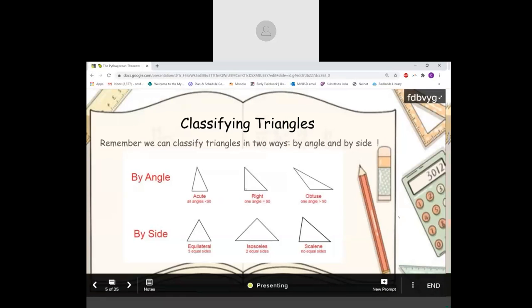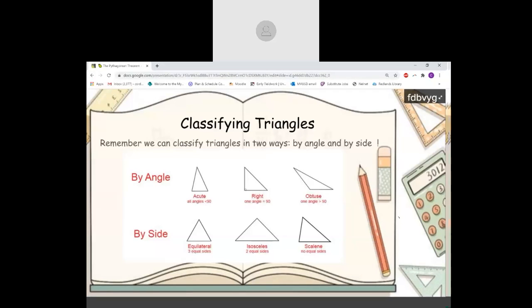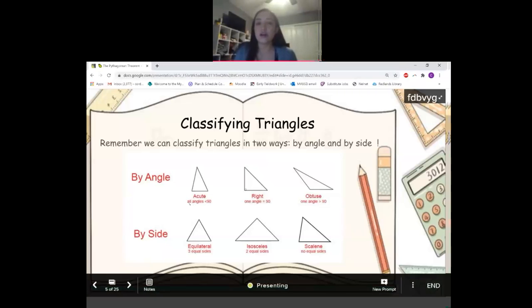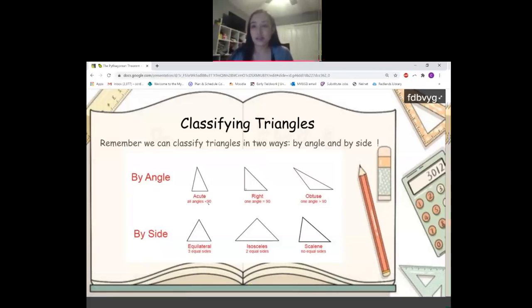All right, so from your video, we should have received information on how to classify triangles. So we have 2 ways to classify them. We have by angle and we have by side. So if we pay attention to the by angle ones, we see that all angles inside have some number that we have to focus on. So for the acute angles, they're all less than 90 degrees. So that's why it's called acute. It's kind of a reference to being a cute little triangle. So that's a little tip on how you can remember it.